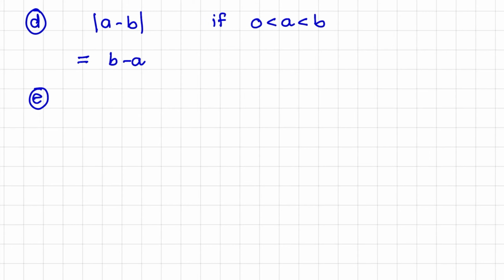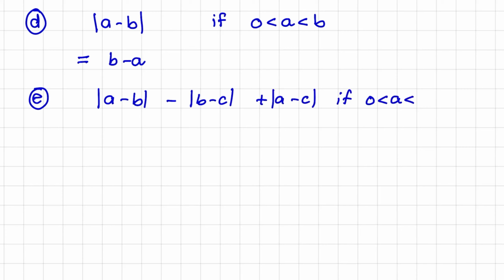Let us look at another abstract example. Let's say we have the absolute value of a minus b, minus the absolute value of c, plus the absolute value of a minus c, if 0 is smaller than a, a is smaller than b, and b is smaller than c. So from our previous example, we have learned that the absolute value of a minus b would be b minus a, minus c minus b, plus c minus a.